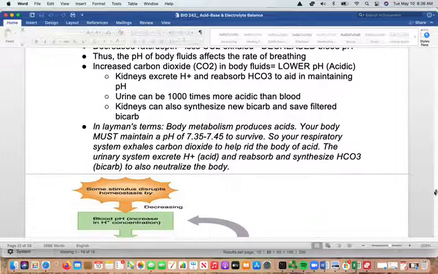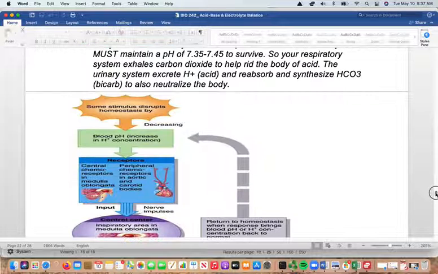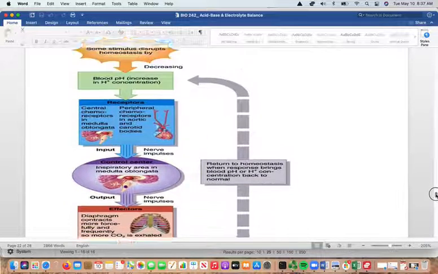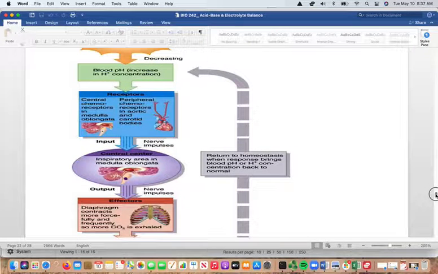So this is just kind of a summary here. Body metabolism is going to produce acids, but you've got to stay at pH 7.35 to 7.45. So your respiratory system is going to exhale the carbon dioxide to help get rid of the acid. The urinary system excretes the acid, and it will reabsorb and synthesize bicarbonate to help neutralize the acid. So again, we like to have homeostasis of this system here.